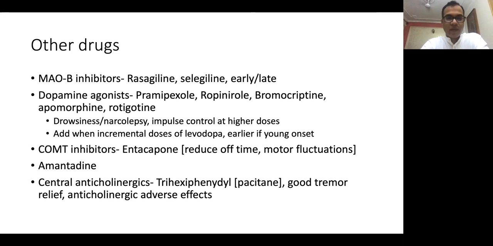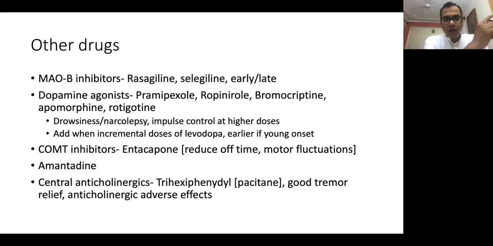There are two problems associated with dopamine agonists. One is drowsiness and narcolepsy. Patients, when they are driving, may fall asleep. So we have to get a history of whether they are doing that, and then we have to reduce the doses. Second is impulse control disorders, which can happen with levodopa as well, but are more common with dopamine agonists.